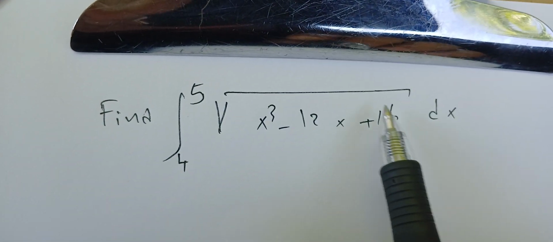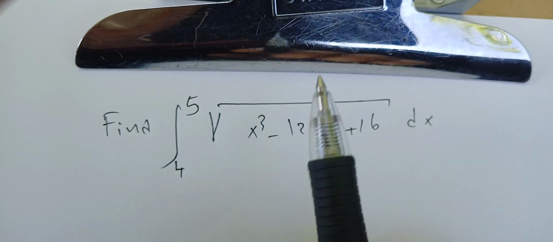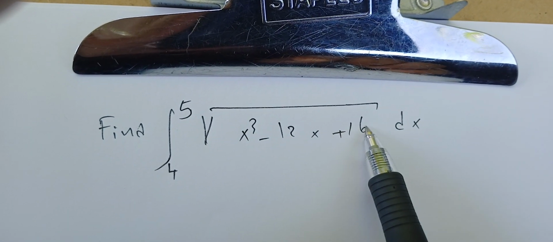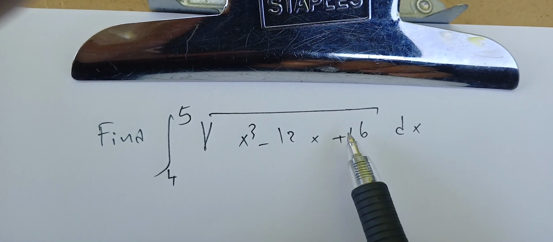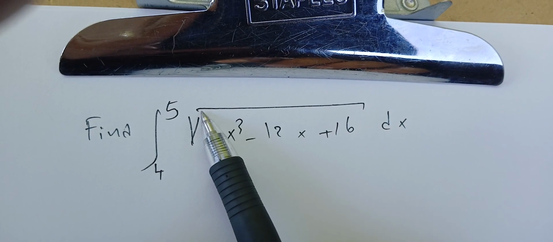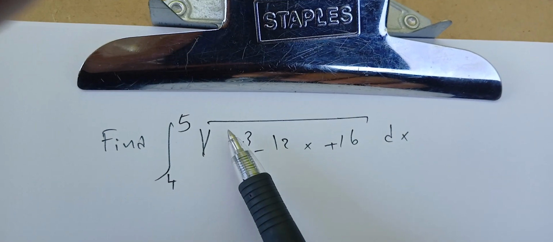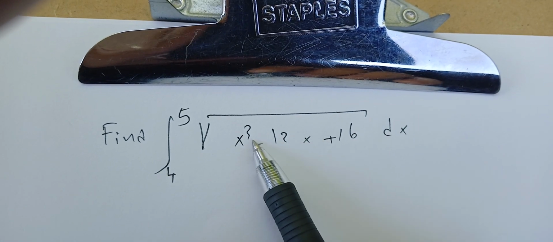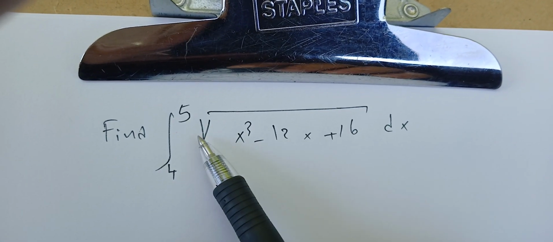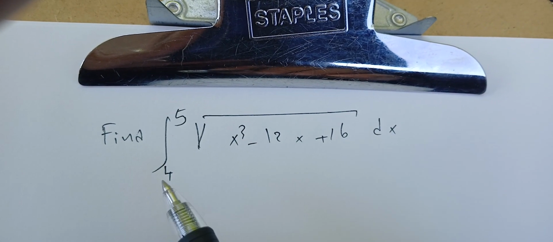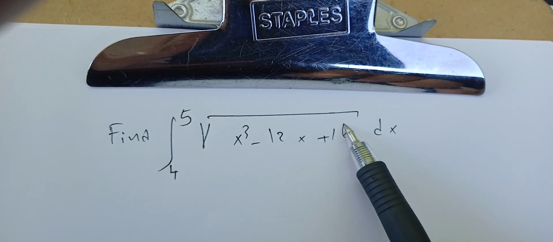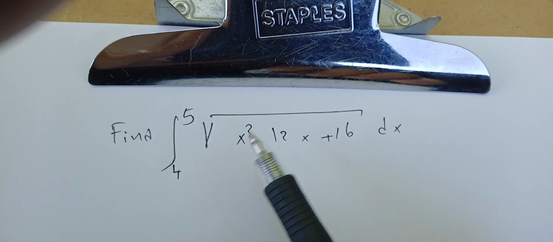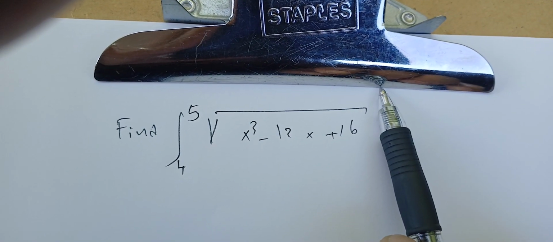Now let's find the value of this integral. Here I see that I have the square root of x cubed minus 12x plus 16. The issue is the square root. If we don't have the square root, this is just a polynomial and we can do it very easily. So the issue is coming from the square root. In this case, we try to factor out this polynomial and we get rid of the square root.